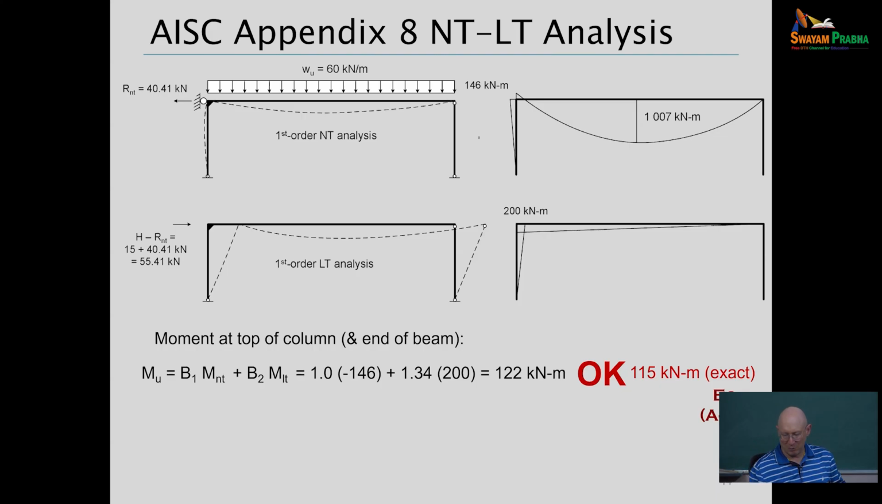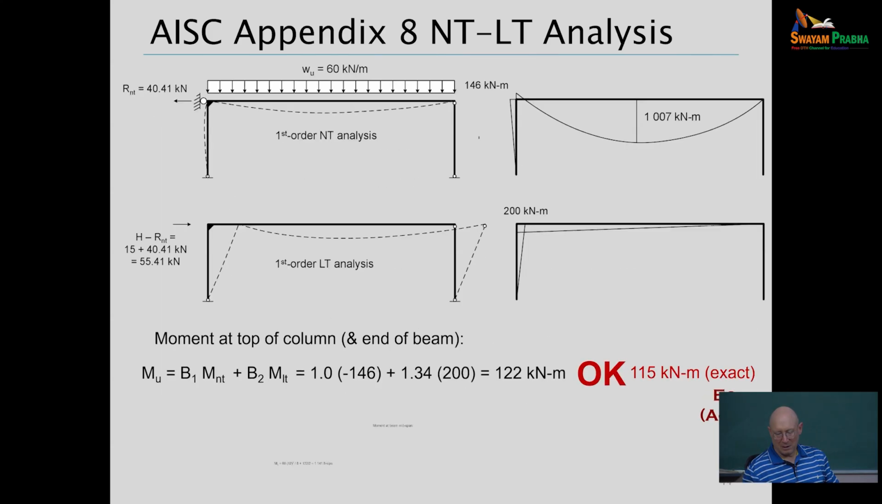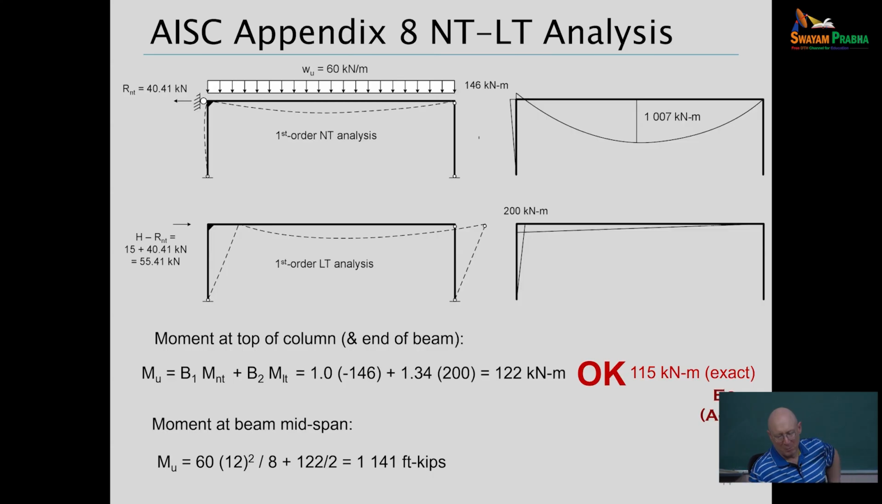If you think about it, if you look at the deflected shape we had a few slides back, the column on the left is not bending very much in this frame, right? So I'm not going to have much of a P small delta effect in that column. And so the R sub m tends to be conservative with something like this. All right? If I want to estimate, say, the moment at the midspan of the beam, it's the simply supported moment plus 1/2 of the moment that's coming in from the column on the left-hand side. So 1,141 foot kips, and the exact is 1,138. So not too shabby for a hand method.